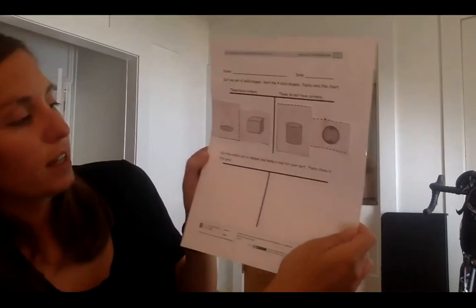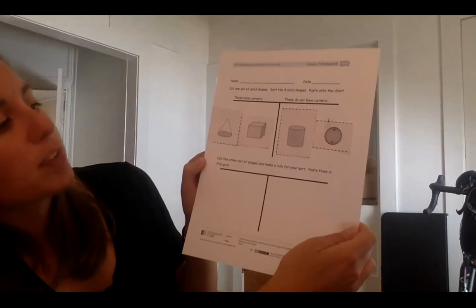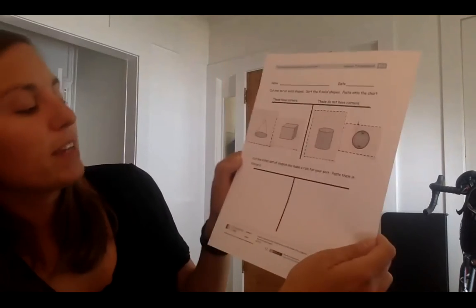Now the bottom part says, cut the other set of shapes and make a rule for your sort. Paste them in this grid. So you can sort them any way you want. I'm going to sort mine by shapes that can roll and shapes that stack. You don't have to be the same as me, but this is just what I'm choosing to do. So I'm going to start again with my cone.